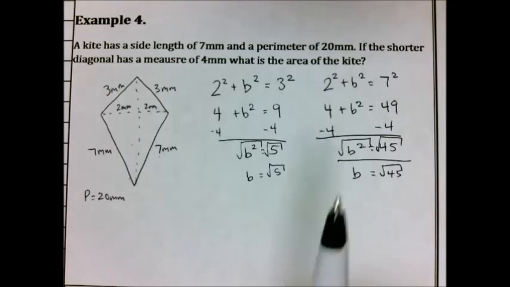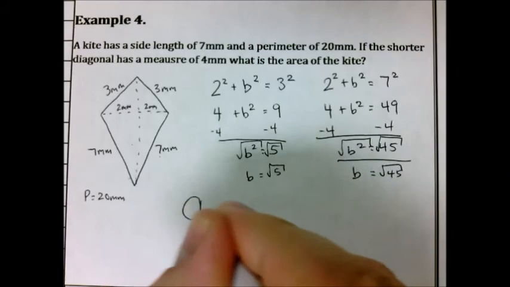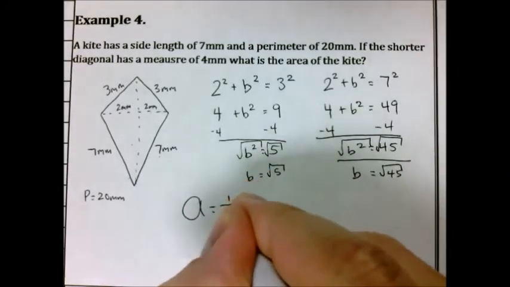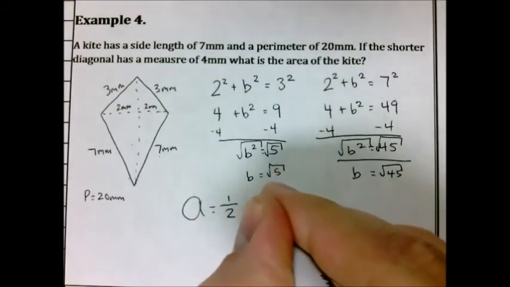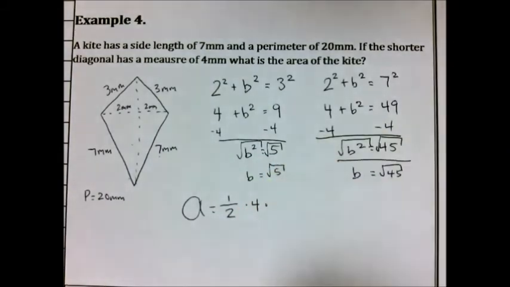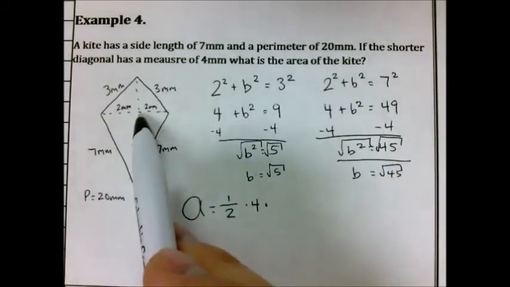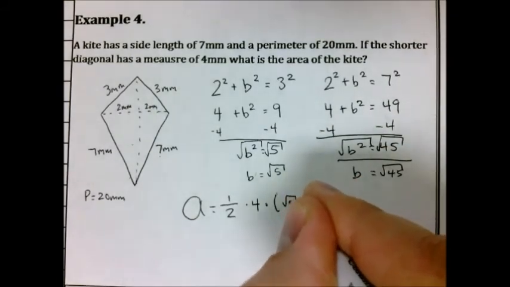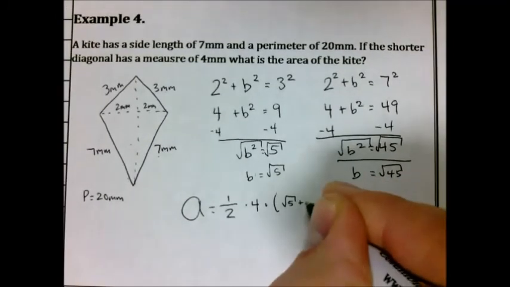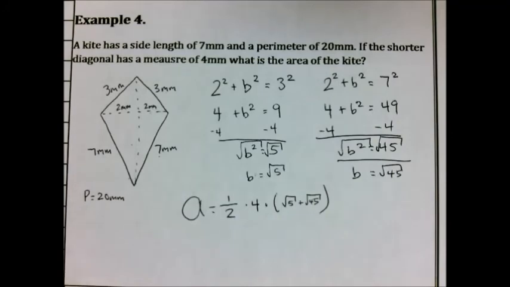Now, remember, it says to find the area of the kite, we use the formula, area is equal to 1/2 times one diagonal. Okay, the first diagonal we were already given was 4. And the second diagonal, we just found it's the sum of both of these, right? It's the sum of this length plus this length. Okay, so we could multiply that then by the square root of 5 plus the square root of 45. All right, now we can just put that into our calculator and solve.